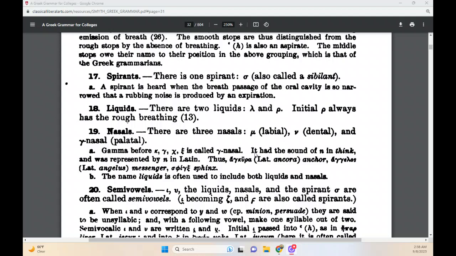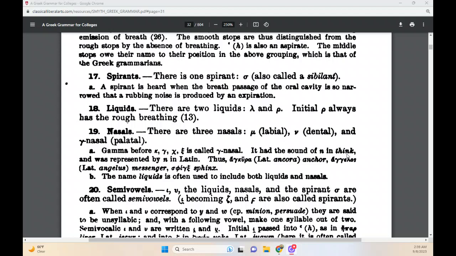The note here says that it had the sound of N in think. You can hear that nasal sound that's sort of like an N, but it's more like the gamma because it's pronounced in the throat. The gamma nasal. It had the sound of the N in think. Just say that slowly and concentrate on that N. Thing. That sound.